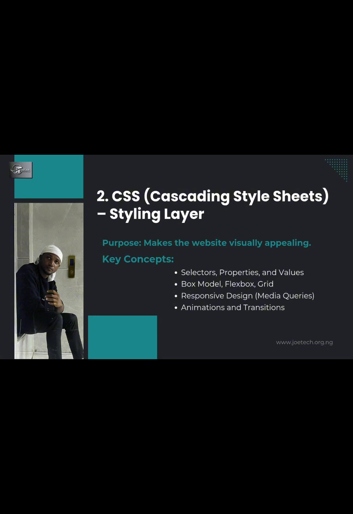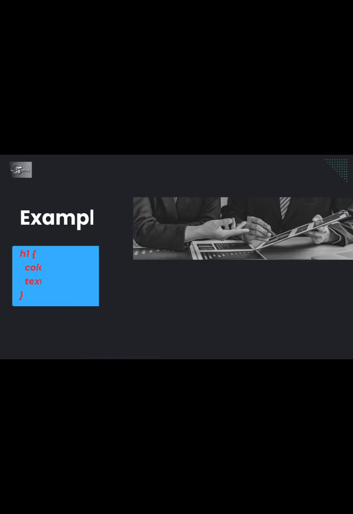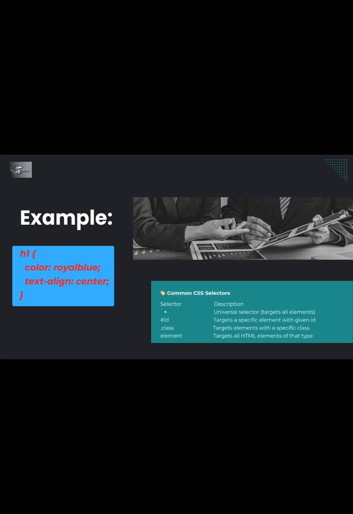Number 3, JavaScript, which is the logic layer. Remember, HTML is the structure layer, CSS is the styling layer, JavaScript is the logic layer. JavaScript makes websites interactive. It adds logic and behavior to your website. You can respond to button clicks, show alerts, fetch data from an API, and update content dynamically. Core concepts of JavaScript include functions, DOM manipulation, and ES6 features like arrow functions and promises. JavaScript is the brain behind the web.